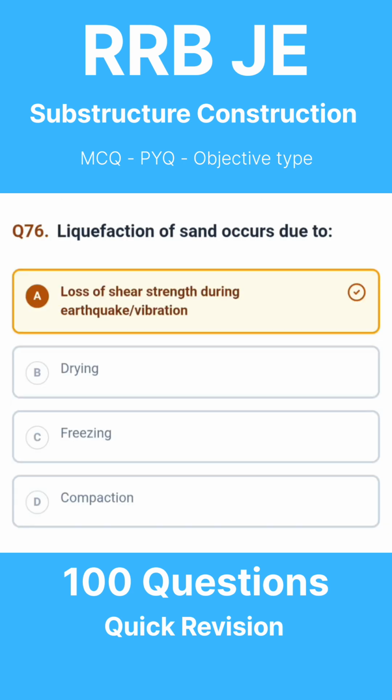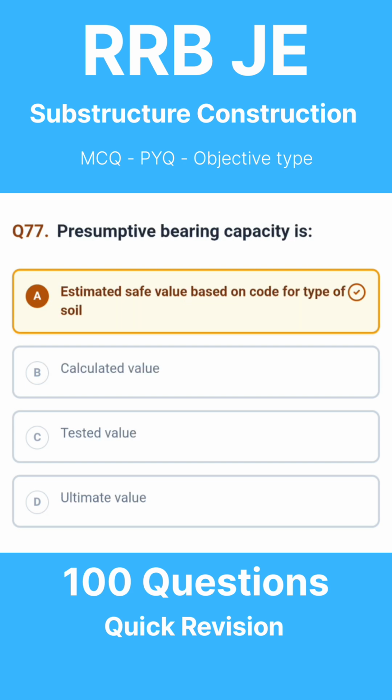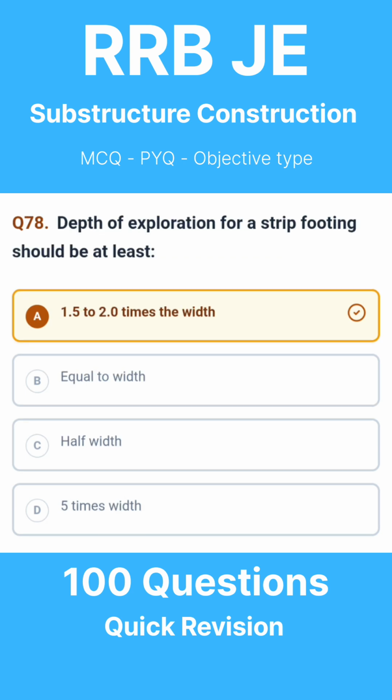Question 76. Liquefaction of sand occurs due to. The correct answer is loss of shear strength during earthquake vibration. Question 77. Presumptive bearing capacity is. The correct answer is estimated safe value based on code for type of soil. Question 78. Depth of exploration for a strip footing should be at least. The correct answer is 1.5 to 2.0 times the width.